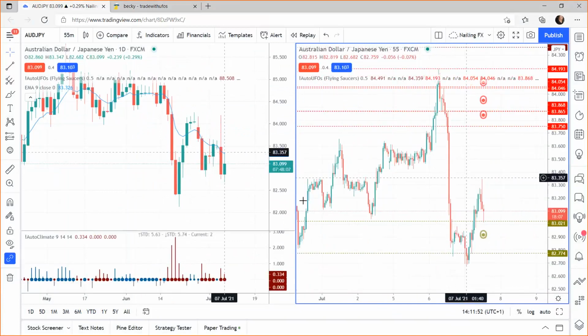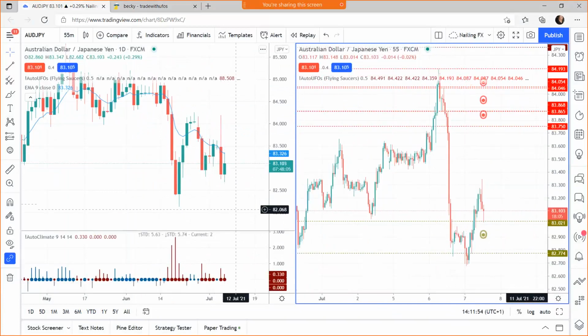Alrighty, so when it comes to the Aussie yen, we have a thick red dot. That tells us on our AutoClimate app, which, by the way, guys, is a free app on most platforms that we have it on. You can download it for free. What it does is it tells us in the form of these dots where we have probability. Do we have probability up? Do we have probability down? Or do we have probability nowhere?